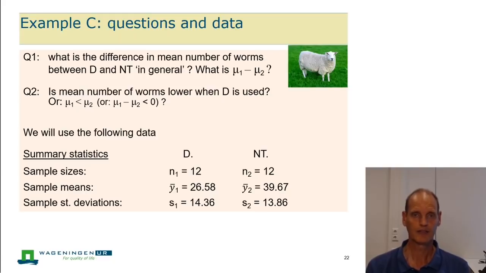Well, the following data are given, the summary statistics for drug animals. The sample size is 12, n1 is 12, y1 bar is 26.5. The sample standard deviation in group 1 is 14.36. For the non-treated lambs, n2 is 12, y bar 2 is 39.67, so we see it's indeed a lot higher, and the standard deviation in the second group is 13.86. So these are the sample data, the summary statistics.